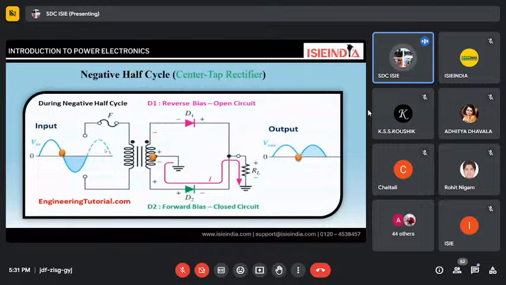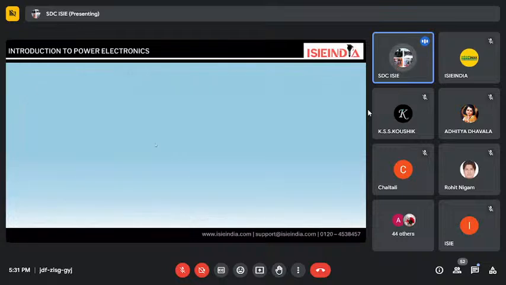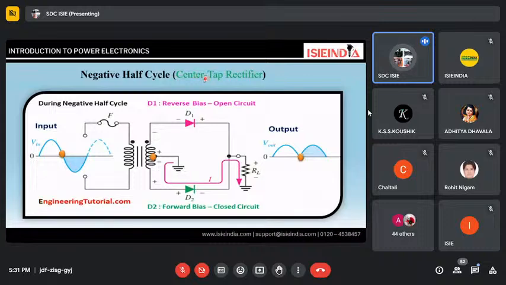In that case, D1 is active. Diode D1 is forward biased, making a closed circuit, and D2 is an open circuit. When we see the negative half cycle in the center tap rectifier, we see the negative path of the sinusoidal waveform, where the negative half cycle also makes a signal. This time, D2 is a forward connection and D1 is an open connection. So we are switching between the connections, and we are getting the output.